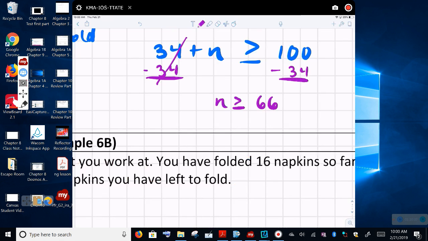Sometimes if you're waiting on somebody, you'll fold napkins after they're done to help them, so you guys can both eat together at the same time.